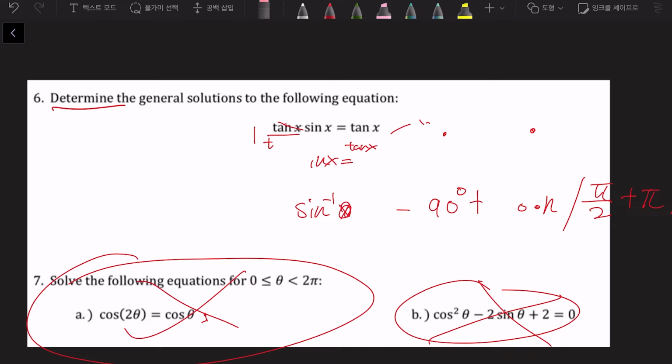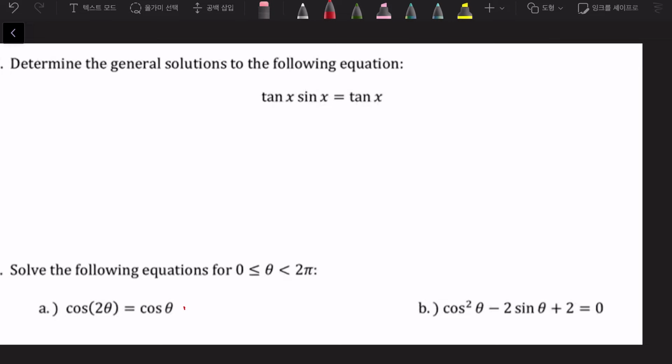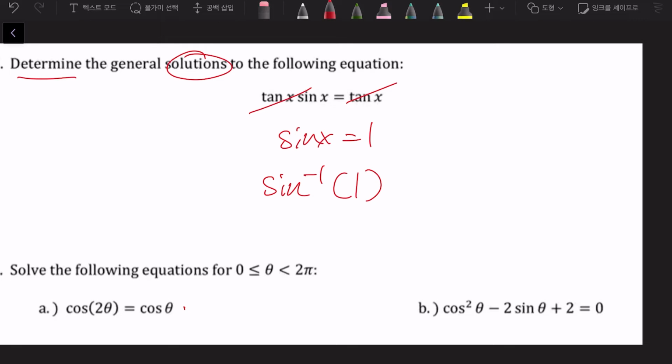Let me erase it. For this next question, you can cancel the tangent x, and sine x equals 1. Many students missed this question in the last quiz because they didn't keep continuing to solve for the answer, since it's asking to determine the solution. So we need to find what x is. Inverse sine of 1 is basically equal to 90 in your calculator, or pi over 2.